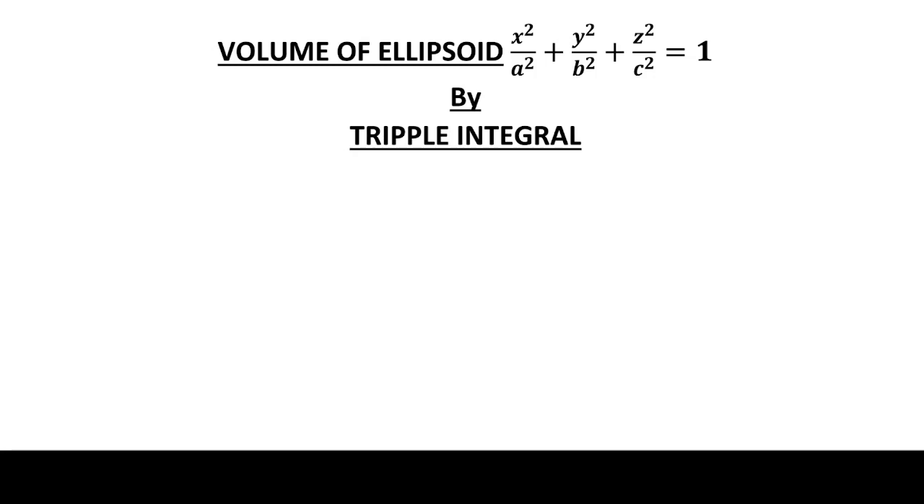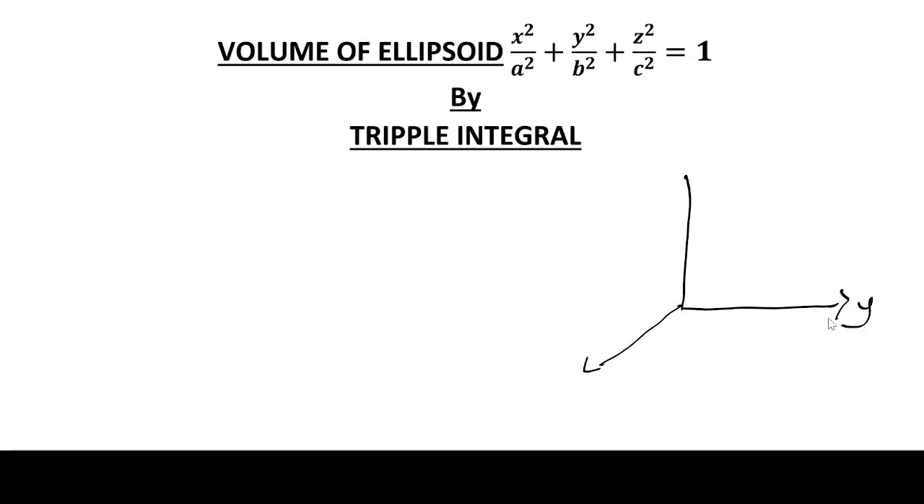In this video session, we shall discuss how to determine the volume of an ellipsoid x square by a square plus y square by b square plus z square by c square equal to 1 by triple integral. First, I will draw the ellipsoid, a three-dimensional structure.